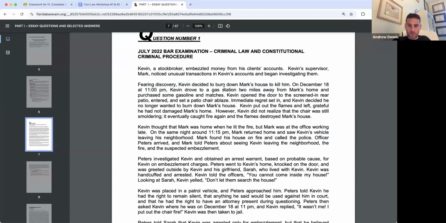So he drove to a gas station 2 miles away from Mark's home and purchased some gasoline and matches. Kevin opened the door to the screened-in rear patio, entered, and set a patio chair ablaze. Immediate regret set in, and Kevin decided he no longer wanted to burn down Mark's house. Kevin put the flames out and left, grateful he had not damaged Mark's home. However, Kevin did not realize that the chair was still smoldering. It eventually caught fire, and the flames destroyed Mark's house.